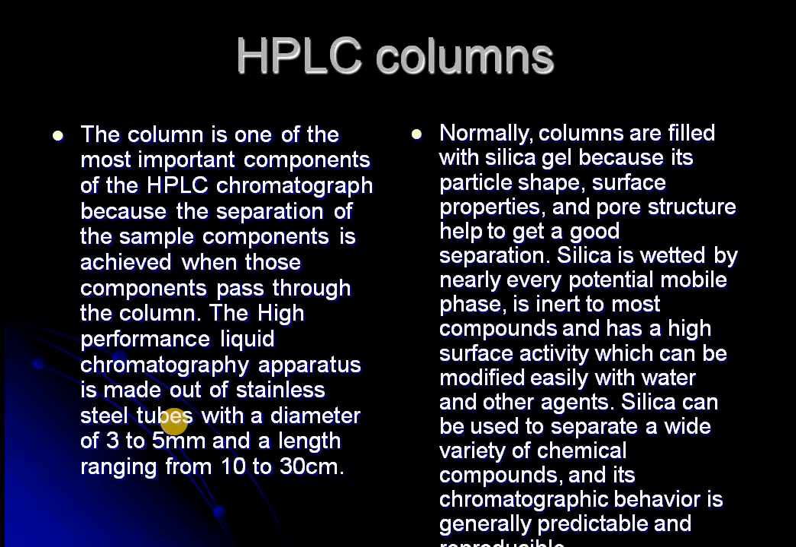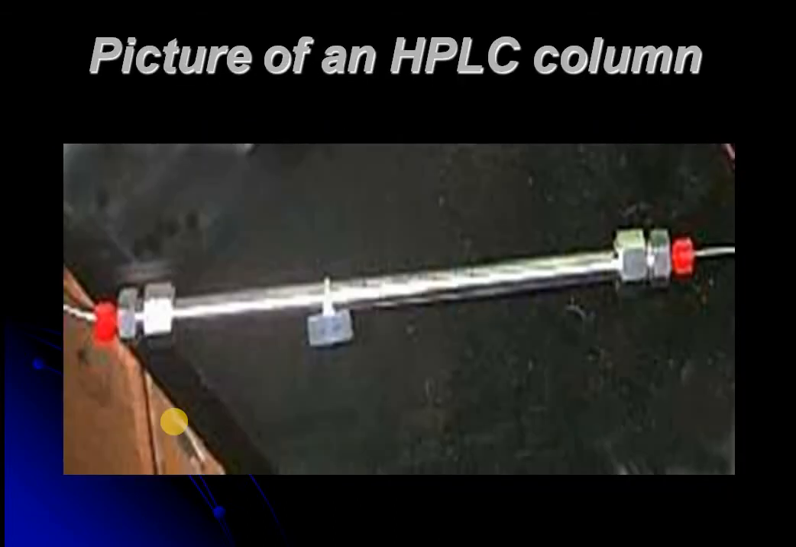Silica is wetted by nearly every potential mobile phase, is inert to most compounds and has high surface activity which can be modified easily with water and other agents. Silica can be used to separate a wide variety of chemical compounds and its chromatographic behavior is generally predictable and reproducible. This is the column, a picture of a column. This is the column, an important part of this technique HPLC, high performance liquid chromatography.